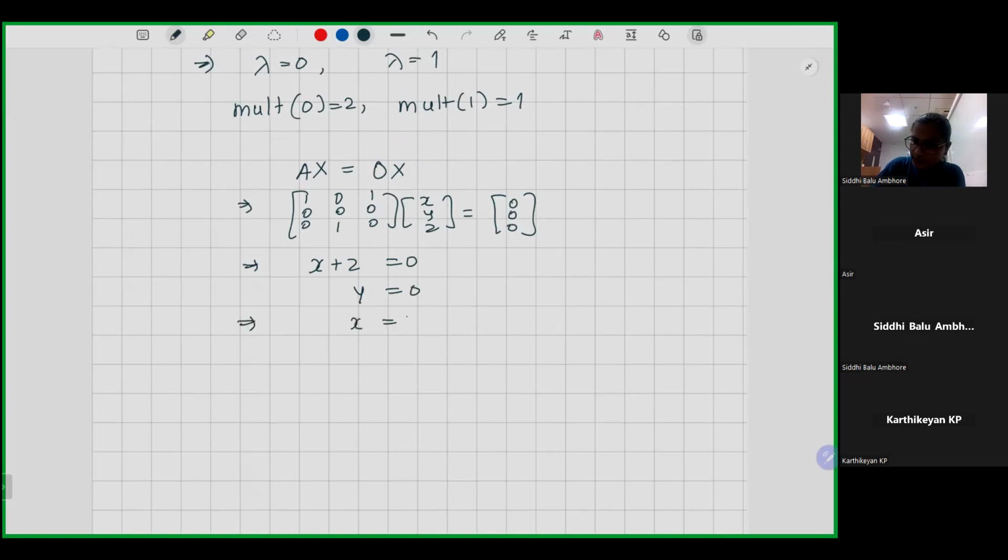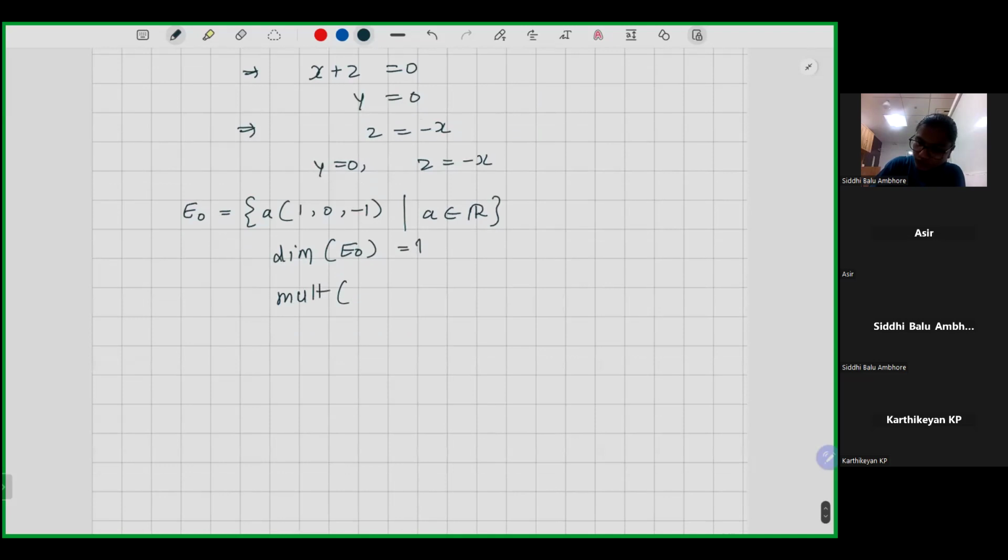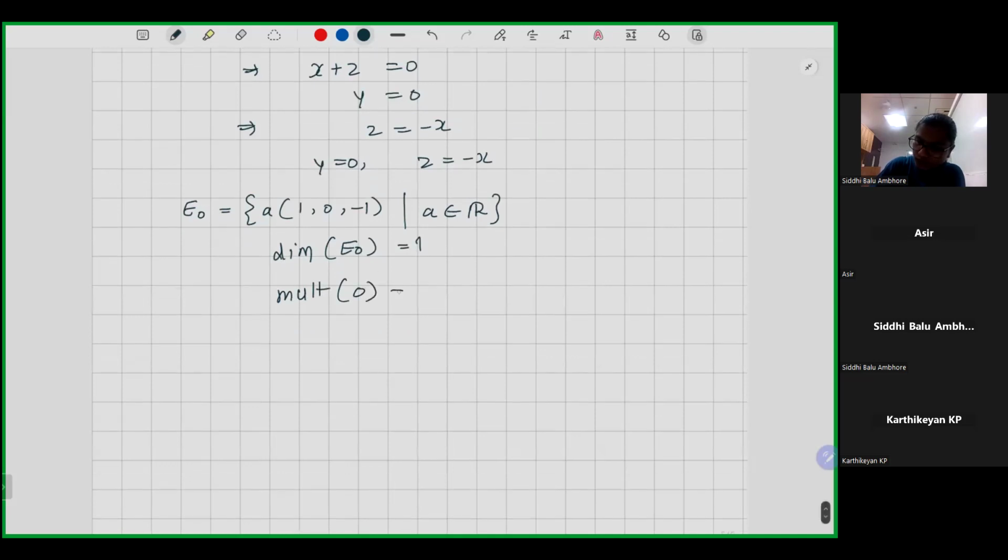So this implies z is equal to minus x. So we have y is equal to 0 and z is equal to minus x. So E0 is a times (1, 0, minus 1) such that a is in R. So the dimension of E0 is 1 but the multiplicity of 0 is 2. Therefore it is not an eigenspace of full dimension.